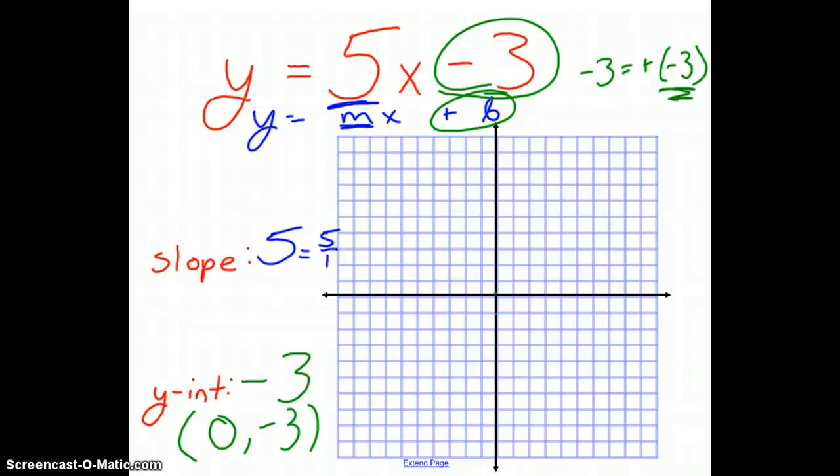Start from the origin, down 1, 2, 3. That's over 0, down 3. And now my slope, up 5 over 1. So up 1, 2, 3, 4, 5, over 1. And then if I go from where I started, down 1, 2, 3, 4, 5, and back 1, I've covered the length of my graph.